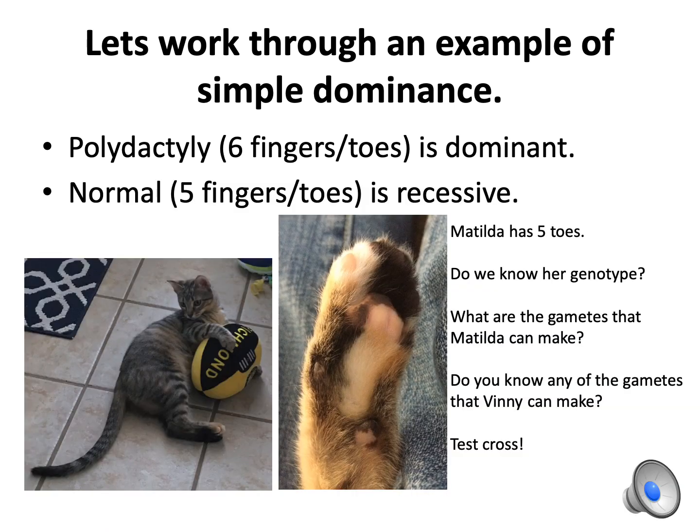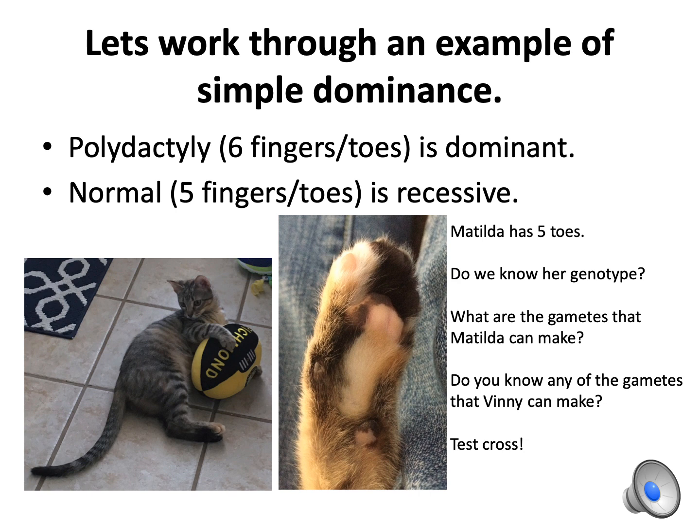Before we move on to doing a cross between Vinny and Matilda using a Punnett square, let's review what Dr. Noonan has already covered. First, Matilda has 5 toes, like you can see in the picture. And from that information, do we actually know her genotype? The answer is yes. We know that she is homozygous recessive for the polydactyly trait.